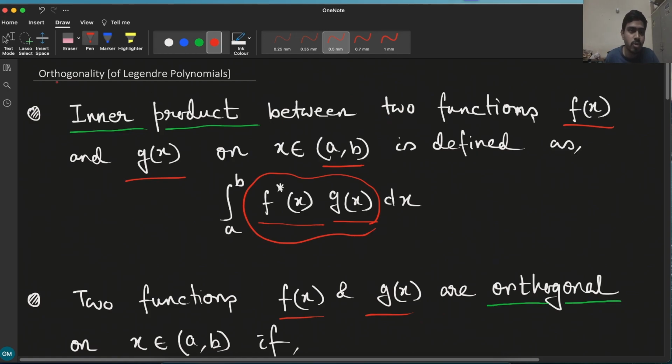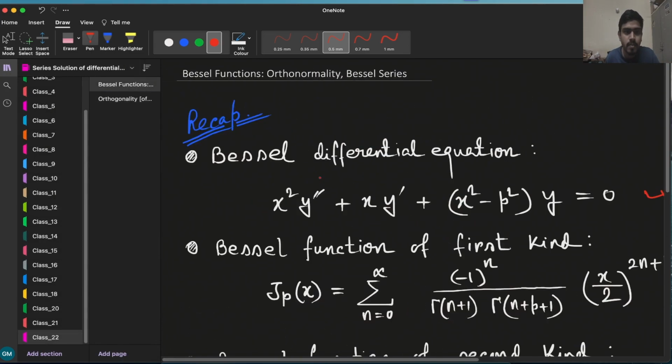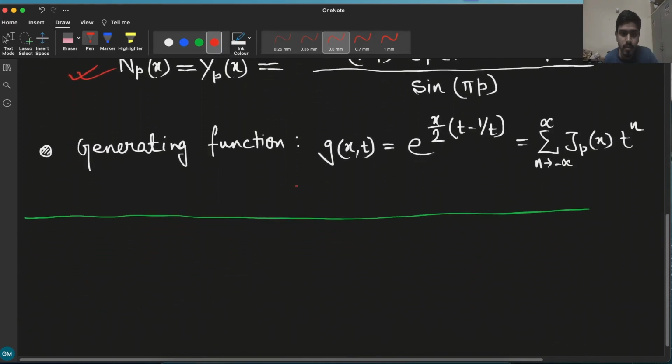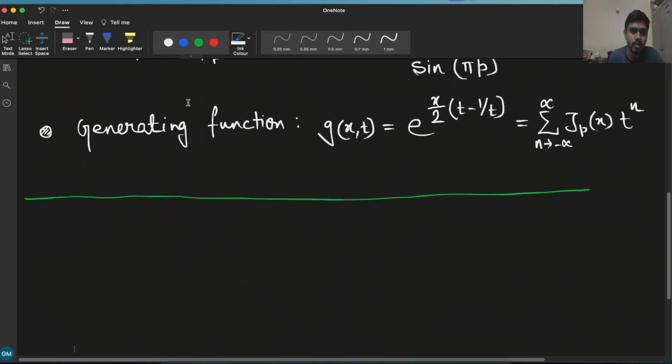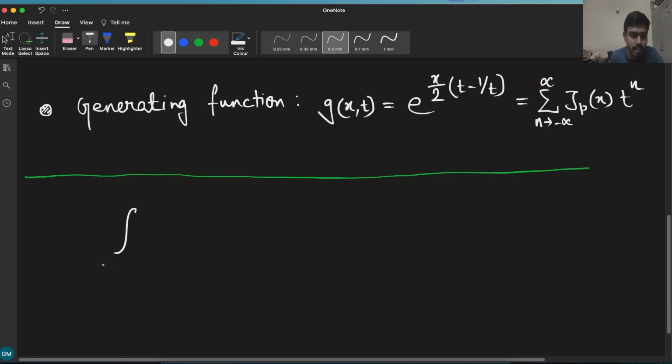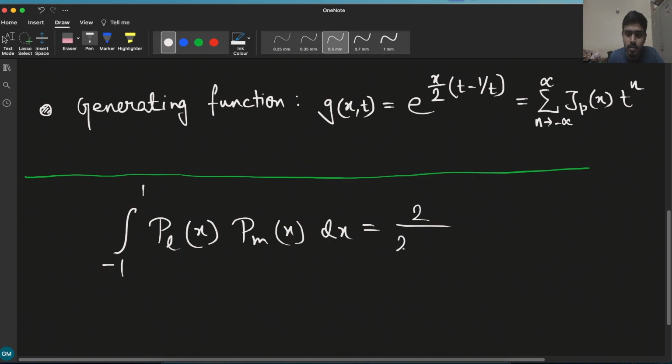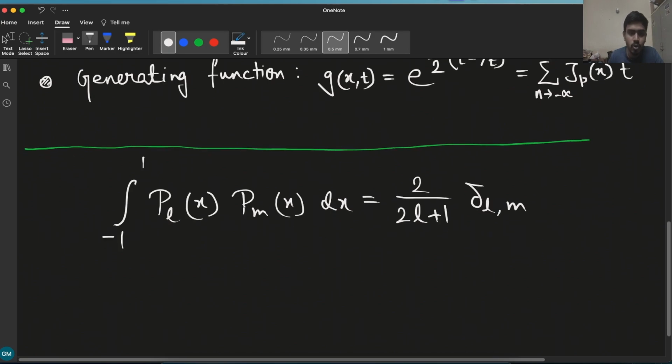And now let's go back to the orthogonality of Bessel functions. If we recall again the orthogonality of Legendre polynomials, that is, the integration from -1 to 1 of P_l(x) P_m(x) dx equals 2 by (2l plus 1) delta of l m. Here it says that if you take two different solutions of this Legendre differential equation, those are the two different Legendre polynomials, then they are orthogonal.